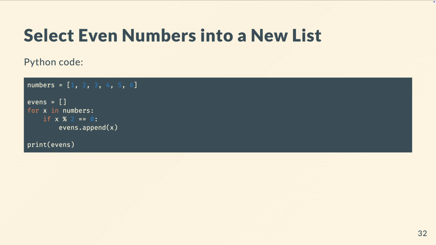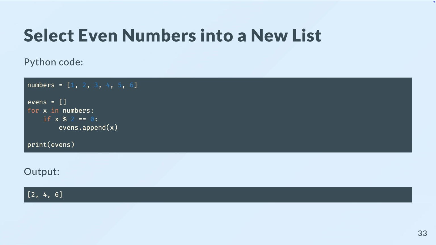Here is the Python code. In the code, numbers is the input list. Evens is a new list for storing the even numbers. It starts as an empty list. For each x in numbers, we test if x modulo 2 is equal to 0. If yes, we know x is an even number, so we append x to the end of the new list. At the end, we print evens to see what we collected. Let's check. The even numbers are 2, 4, 6. So the printed list is 2, 4, 6.